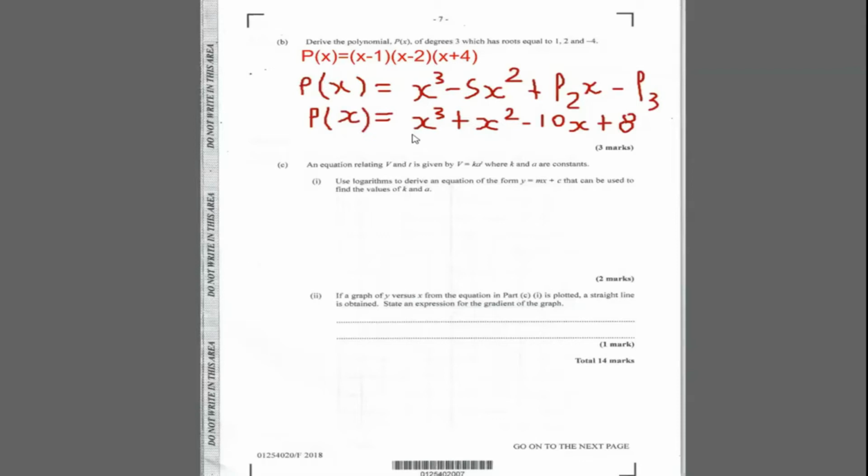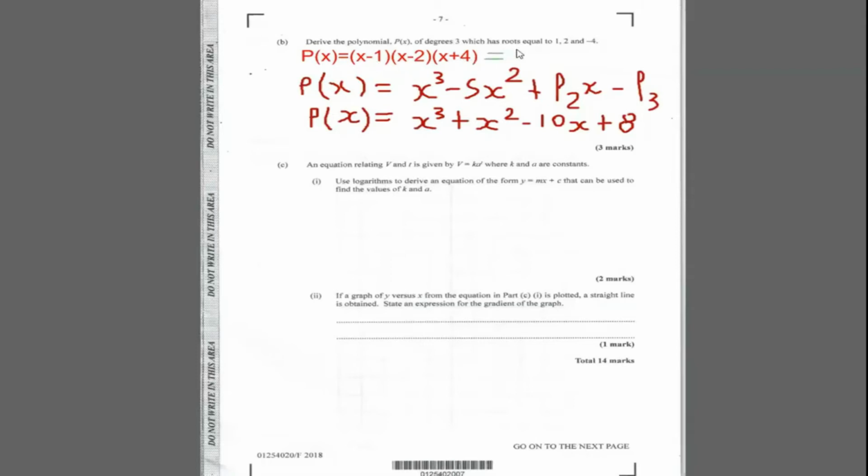All right. Nice and easy. Nothing to worry about. So that's p of x. Now that we have p of x, what are we required to do? Now that we have p of x, that's it. Now let's say you wanted to expand it out. You could multiply it out and you get the same thing.